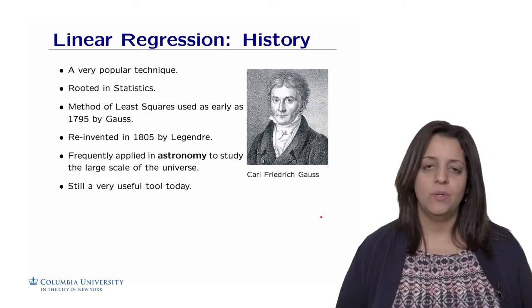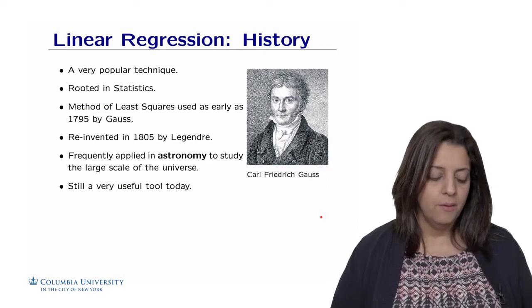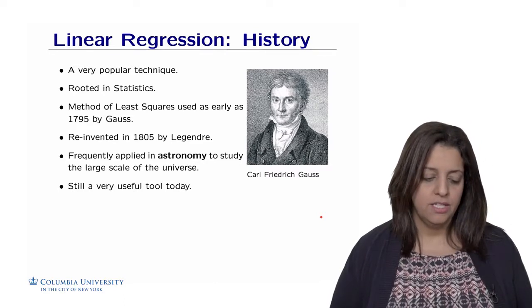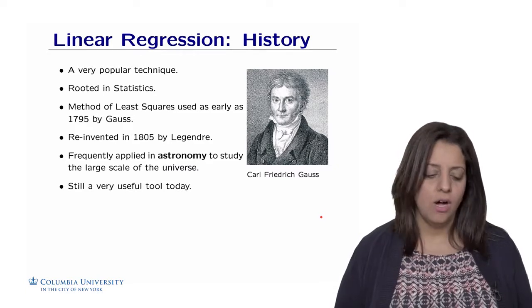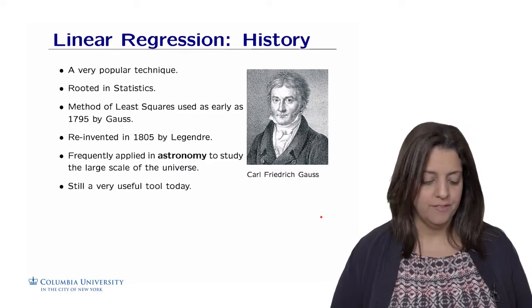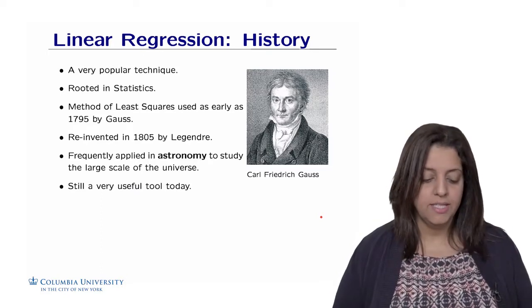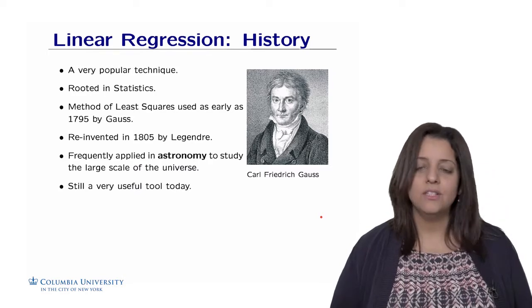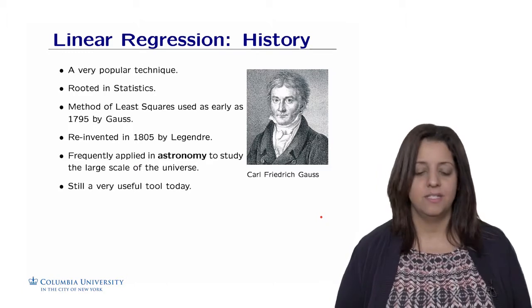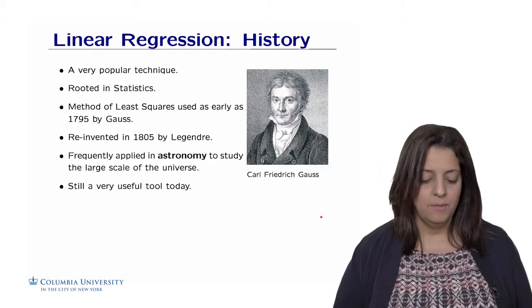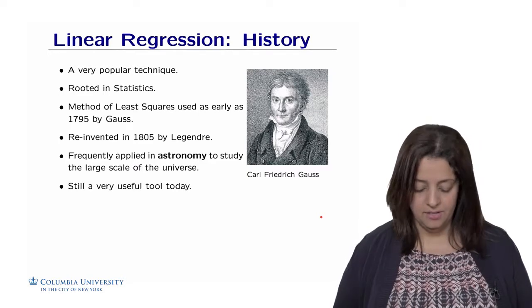Let us first start with linear regression, which is a very popular technique rooted in statistics. The most commonly used method in linear regression is called least squares, used as early as 1795 by Gauss. It was later on reinvented by Legendre in 1805. Linear regression has been widely used in different fields, including in astronomy, to study the large scale of the universe. For example, find the regression that goes through most of the stars, or measure different distances, or estimate the distance between different parts of the universe. It is still a very useful technique today.